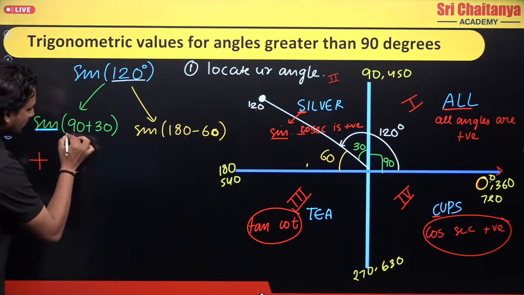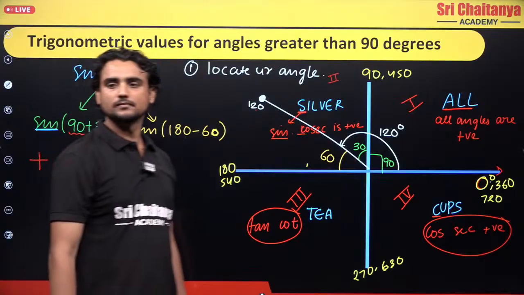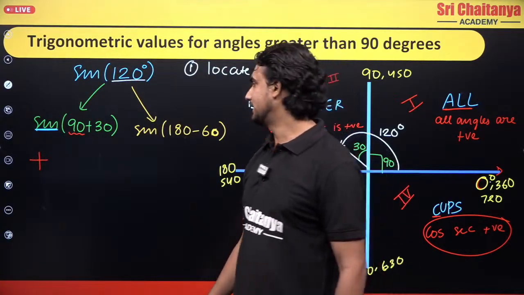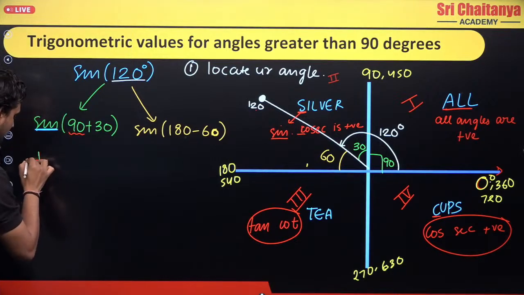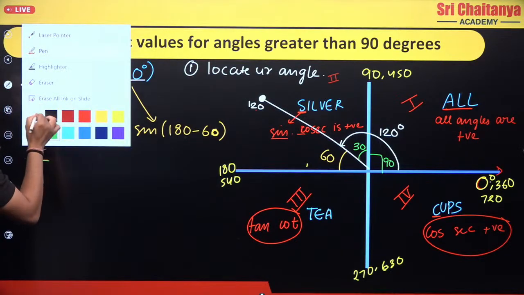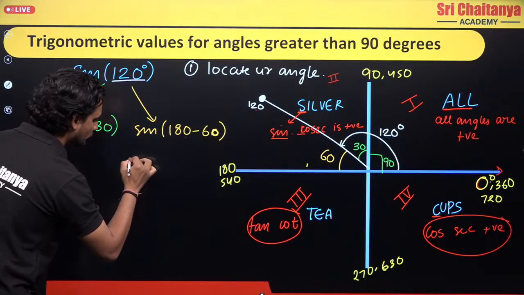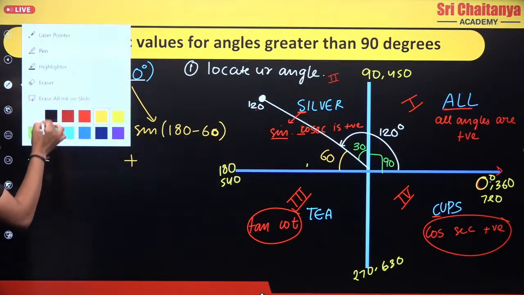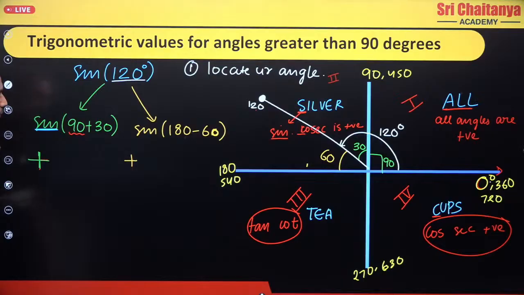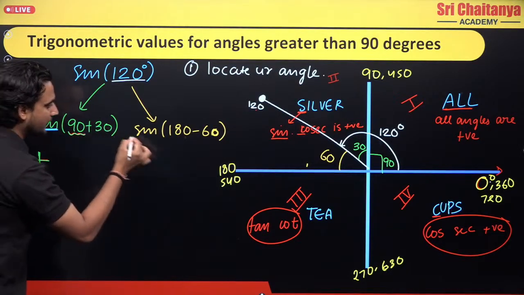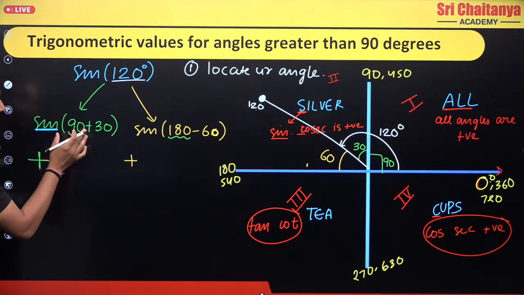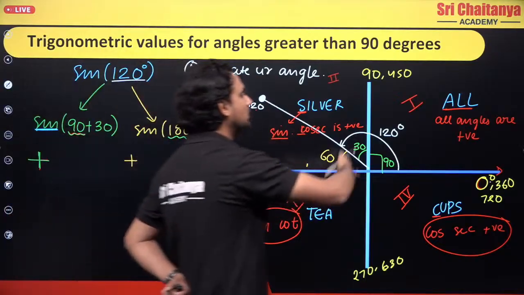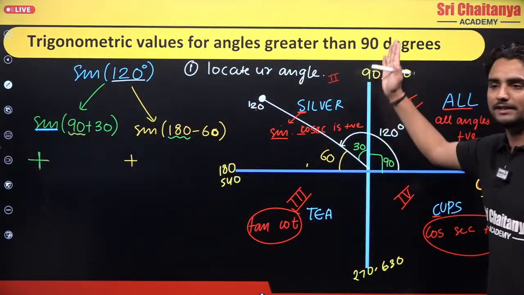Now next thing we will look at is this 90. Let's try to solve this together. This will give a good understanding. So this is positive. Similarly, this is sine, so this is also positive. Now what is the next thing you look at? The next thing is this 90 and this 180. So what type of angle is this? 90 is a vertical angle, right? 90 is a vertical angle.